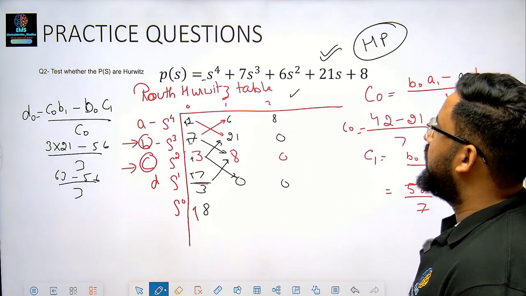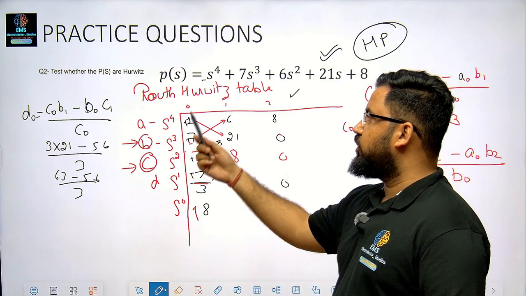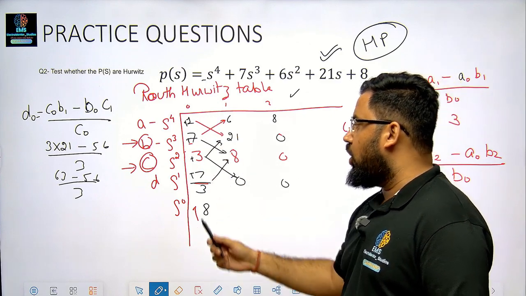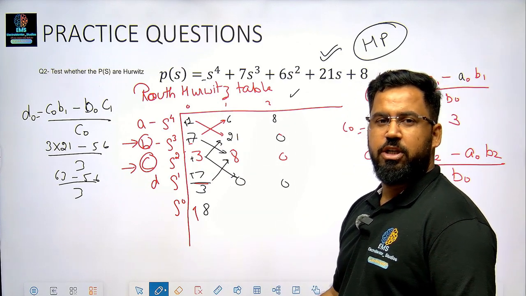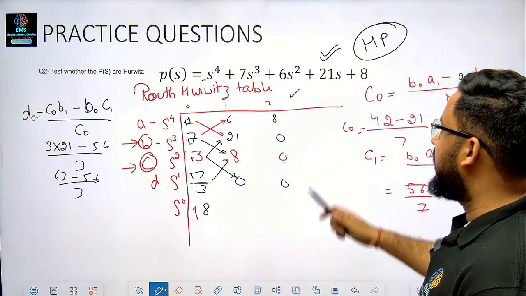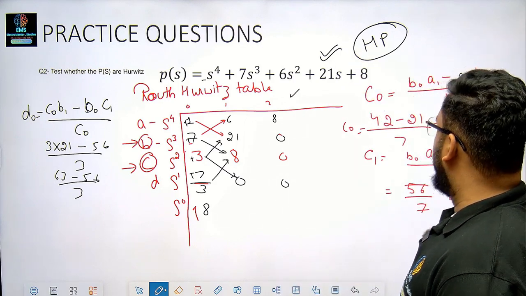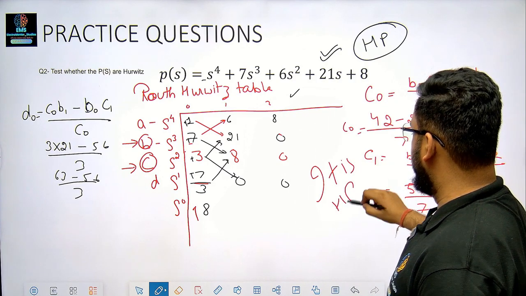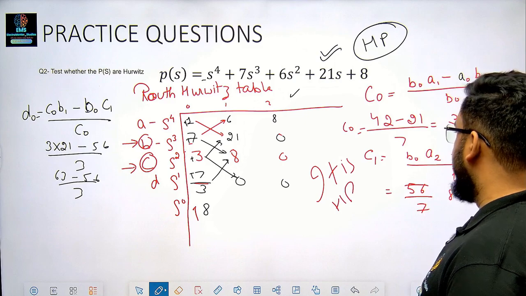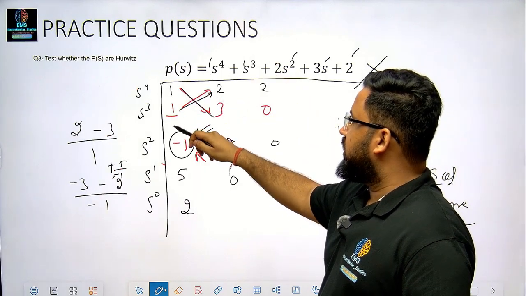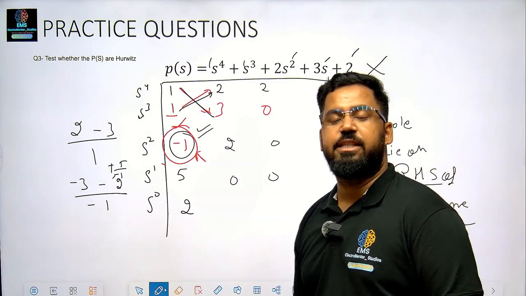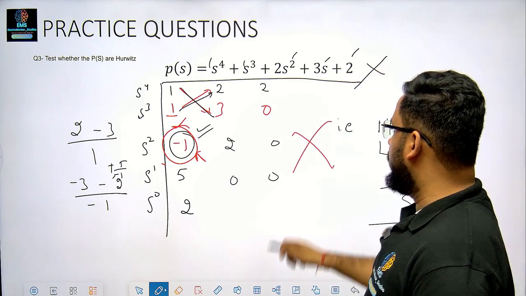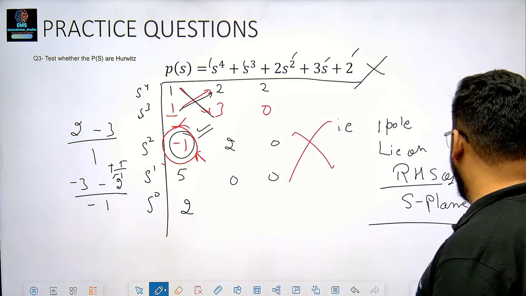Moving to the next table, it was a simple case. We tried to create a Routh-Hurwitz table. All the values in the first column are positive. Hence, it was considered a Hurwitz polynomial. So I'll just write, it is a Hurwitz polynomial. Moving ahead, we got the third term as negative. So it was not a Hurwitz polynomial.